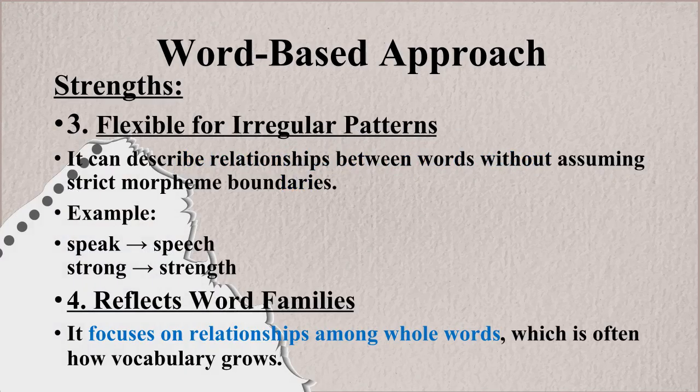One more strength of the word-based approach is its flexibility in handling irregular patterns. It can describe relationships between words without requiring strict morpheme boundaries. For example, the relationships between speak and speech and strong and strength involve changes that cannot be explained easily through simple morpheme segmentation. The word-based approach, therefore, focuses on the connection between complete words rather than forcing them into fixed morphological parts. Another advantage is that it reflects word families and the natural growth of vocabulary. This approach emphasizes how whole words are related to one another within the lexicon.